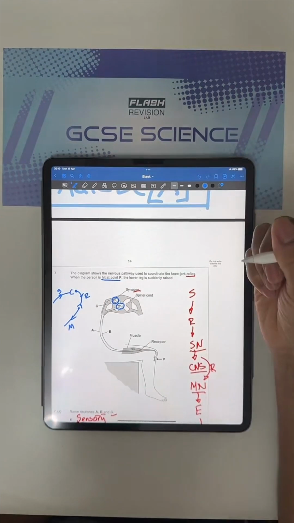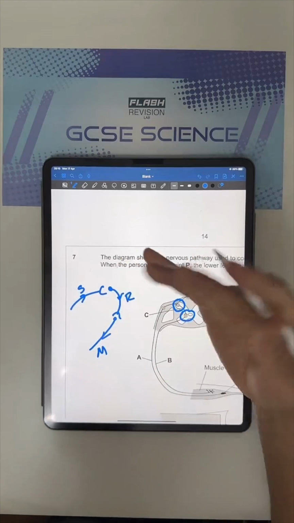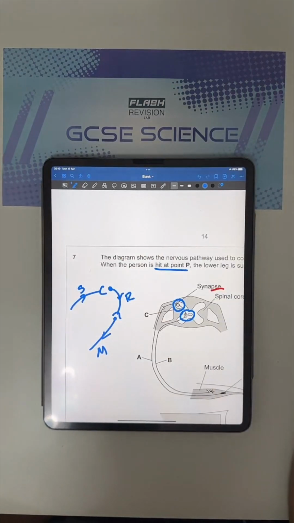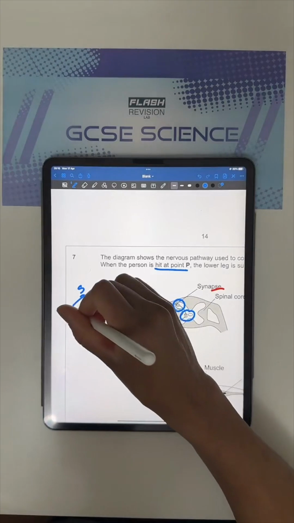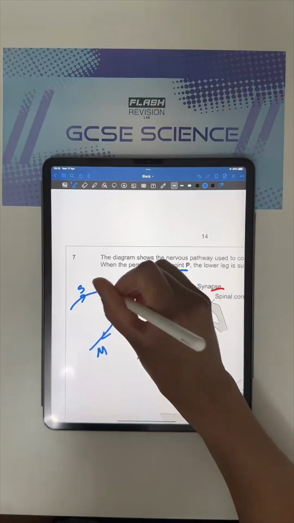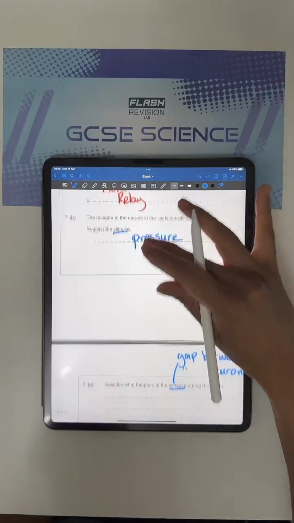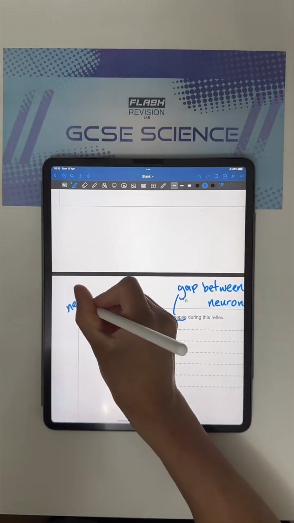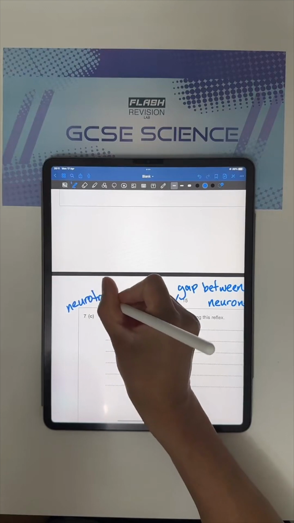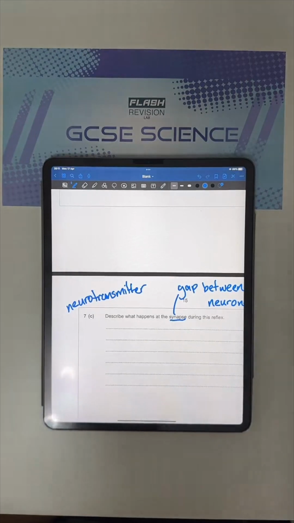Because it's electrical signals which are going through the neurons, when you have a gap, the electrical signals can't flow through the gap. It's like electricity. If you have a broken circuit, you can't have electricity flowing through a broken circuit. So what happens is the electricity goes all the way to the end of the sensory neuron, sorry, and then it releases a chemical. We call that chemical a neurotransmitter chemical. So that's something to mention in this question.